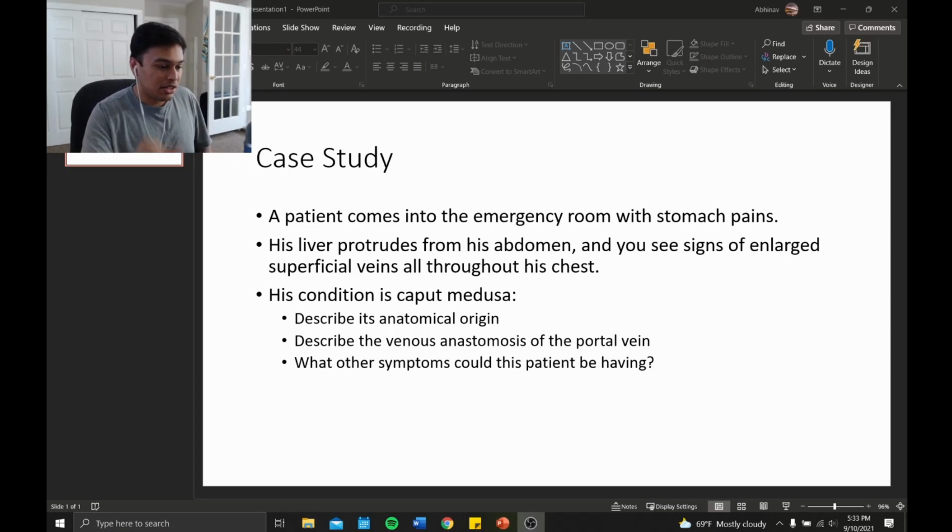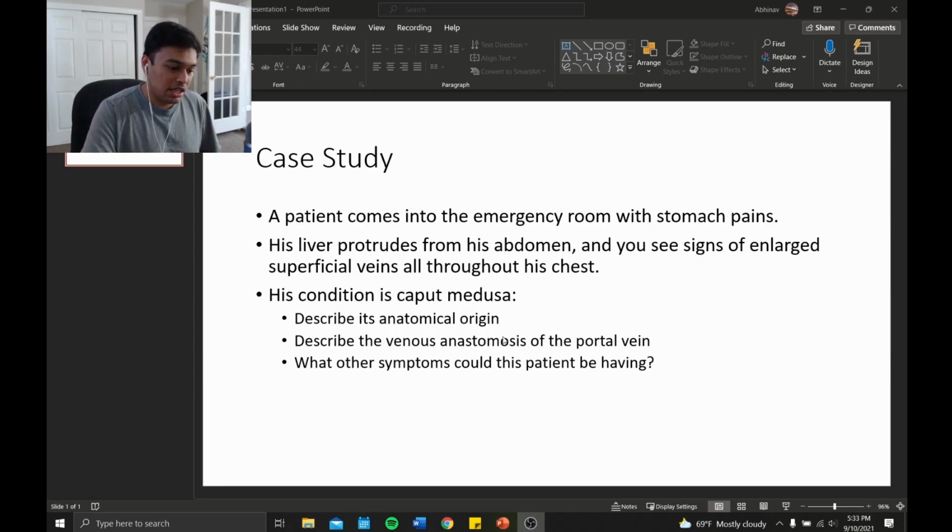And here we go. So the case study here, I have it listed out here. A patient comes into the emergency room with stomach pains, and this is his chief complaint. His liver protrudes from the abdomen when you examine the abdomen, and you see signs of enlarged superficial veins throughout his chest. So there's just veins protruding from his chest, which are very visible, which shouldn't really be happening. And you conclude and diagnose him with a disease called Caput Medusae.